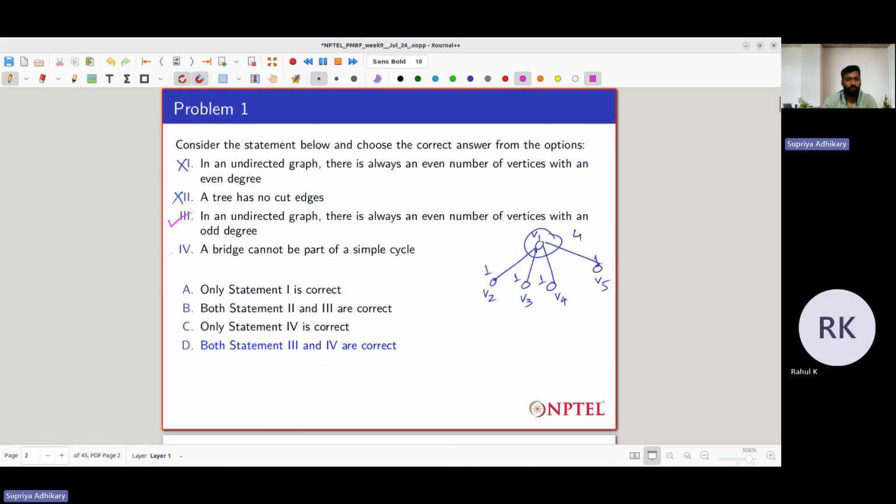So this is also true. And therefore, both 3 and 4 are correct. So option D in the question is correct, and A, B, C are not correct.